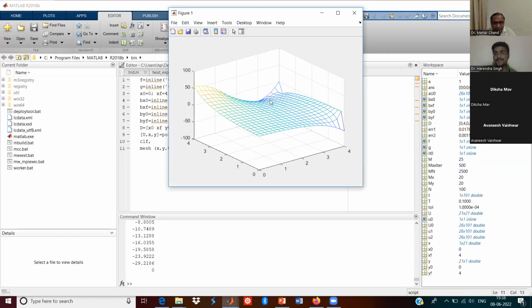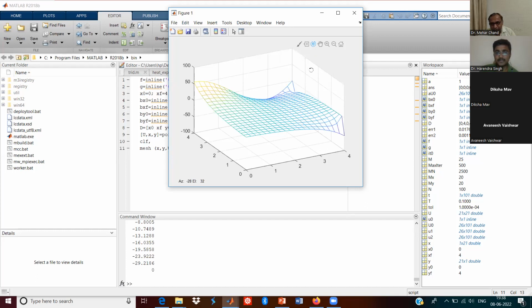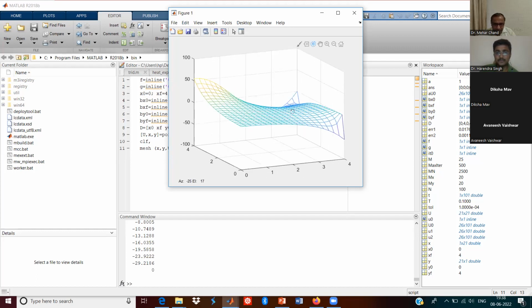We got the solution. So this is the solution for the Poisson equation. You can get the values by clicking here. Professor Meharchan already told you that you can get it from the tools. You can rotate it in 3D if you want. So you can click here on rotate 3D, and you can rotate the figure, as much rotation as you want, however you want to see the figure.